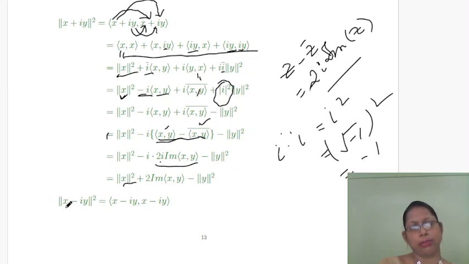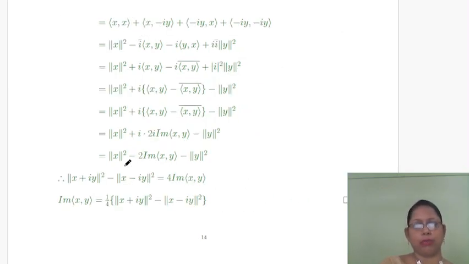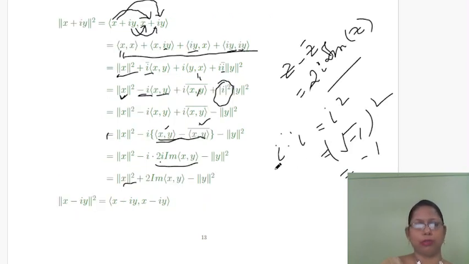Similarly, you can expand and simplify norm of x minus I y whole square. You will get this value: norm of x square minus 2 imaginary part of inner product of x comma y minus norm of y square. Now I am subtracting this value from the first one.